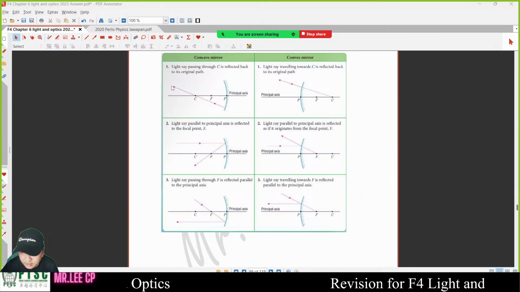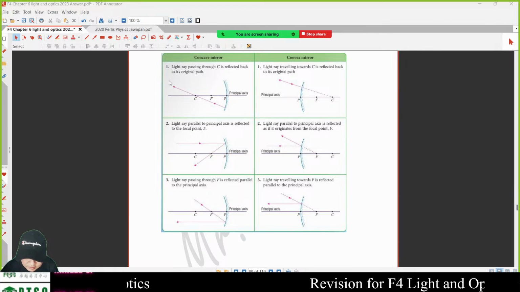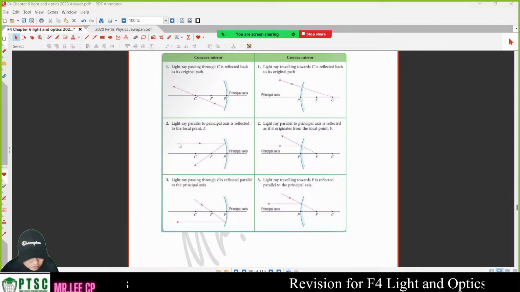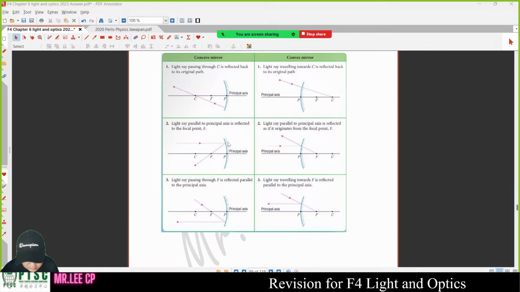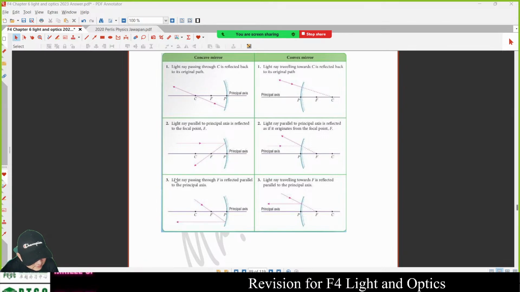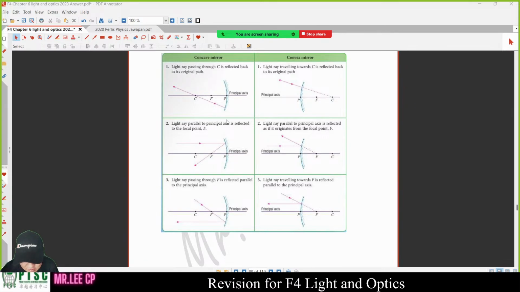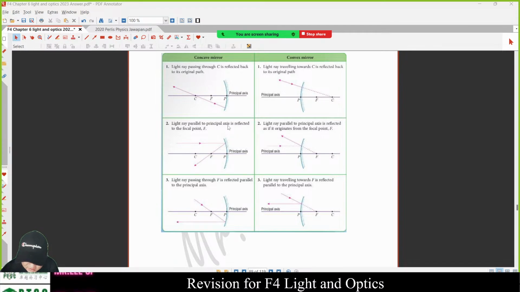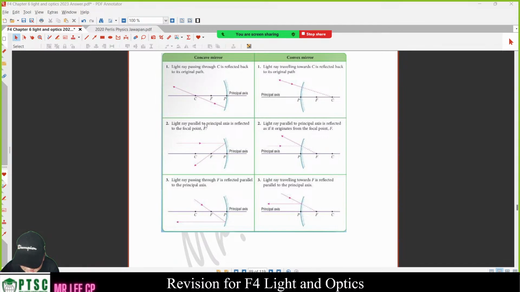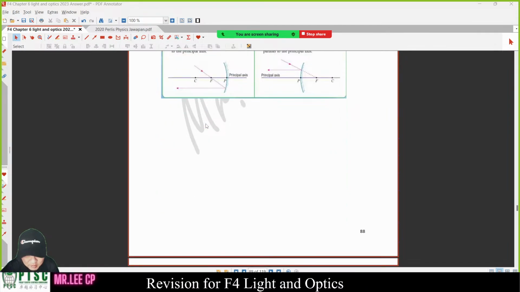Okay, the drawing is when you draw through the C. Normally I draw it to here and then reflect, draw through the F, and then I draw 2 and 3. I seldom draw C. Only when I cannot, I use C. And C is the last one.